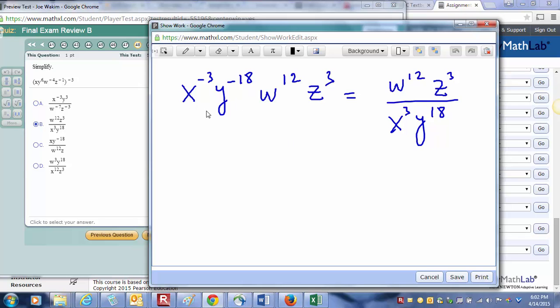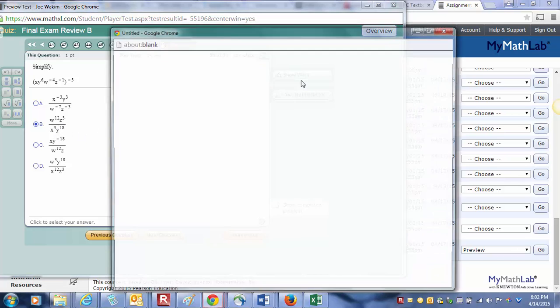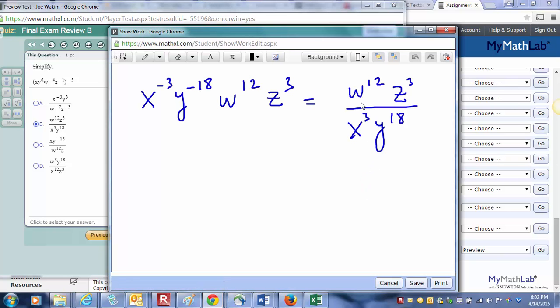Now notice that there is nothing with the same base, so we cannot combine anything here. Just put these in the denominator. So W12, Z3 will stay in the numerator. These will go in the denominator, x cubed, y18, so we can change them to positive exponent. So that would be the final answer, W12, Z3 over x cubed, y18. Again, just to confirm, W12, z cubed over x cubed y18.